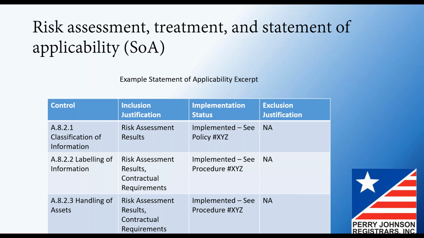And on this slide, I just made a basic example of what a statement of applicability could look like. Obviously, this would just be a small excerpt from it, but here you can see there's 3 controls listed. Those controls come right from Annex A. For an inclusion justification, for the first control, you see risk assessment results. So basically that's indicating during our risk assessment, we identified some risks that we found having a classification scheme in place could treat. So the implementation status is we've implemented it. See policy XYZ, that could be your information classification policy. And then obviously there's no exclusion justification because it was not excluded.